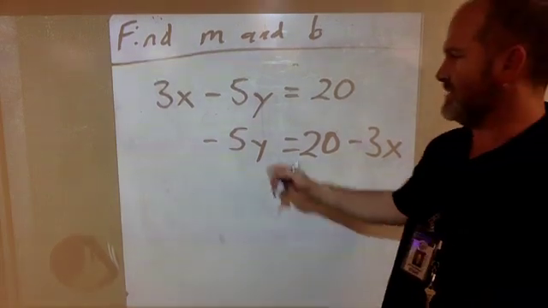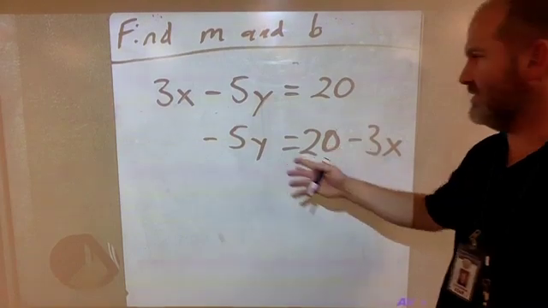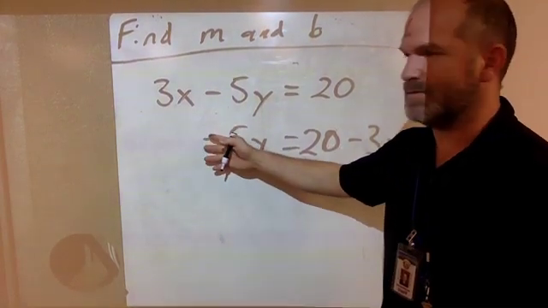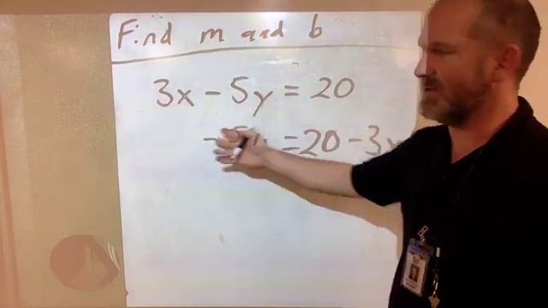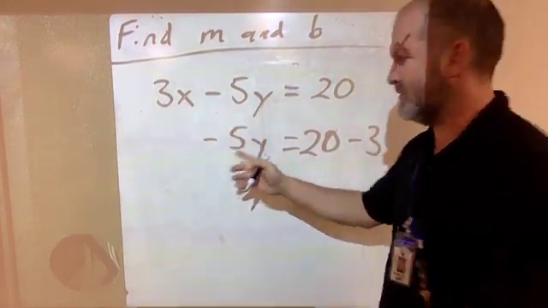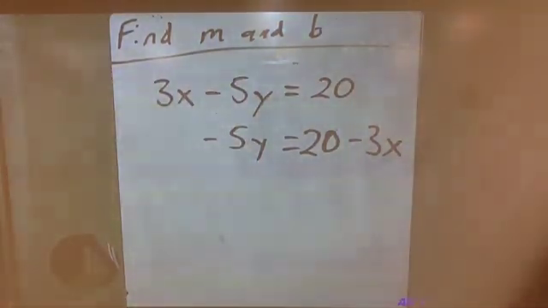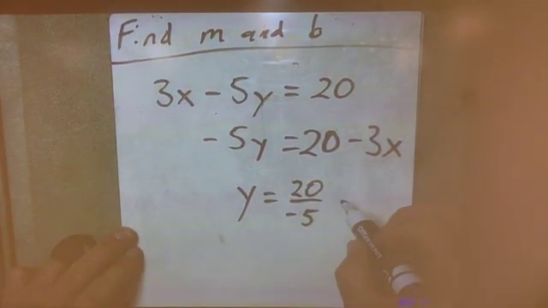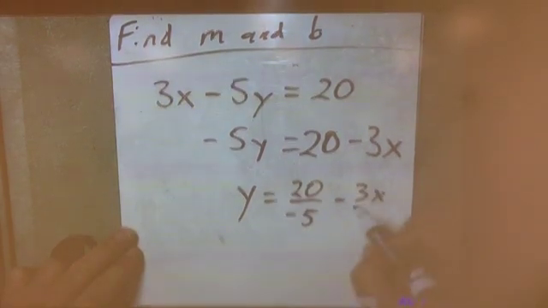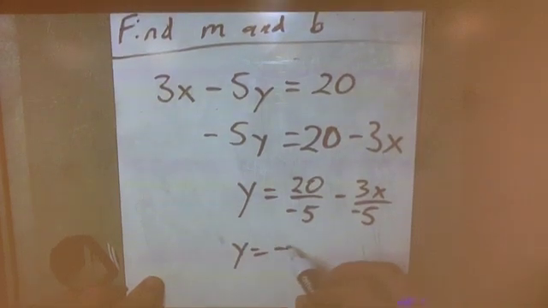Now the last step is to get y by itself by dividing by 5, but dividing by negative 5. You always have to divide by the coefficient, whether it's positive or negative. If it's positive, it's easy. You just divide by the number. If it's negative, it stays with the number. These do not get separated. This is staying with the number. So you're dividing by negative 5 here. So 20 divided by negative 5 minus 3x divided by negative 5. Positive divided by negative is a negative. So this is y equals negative 4.